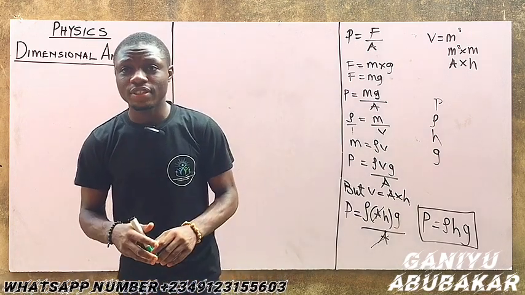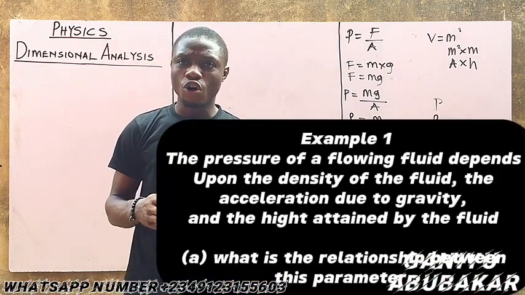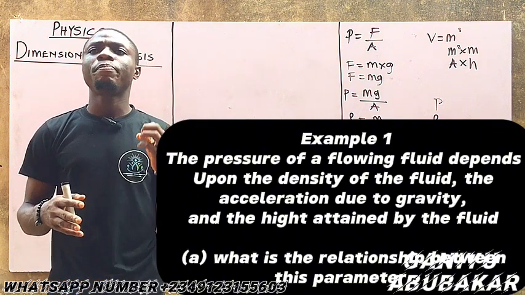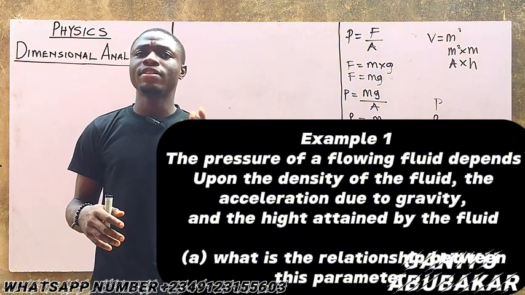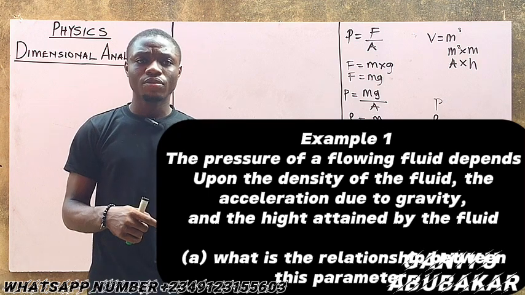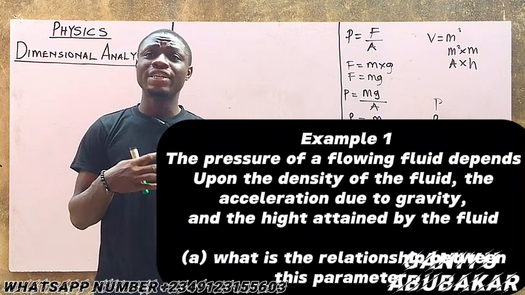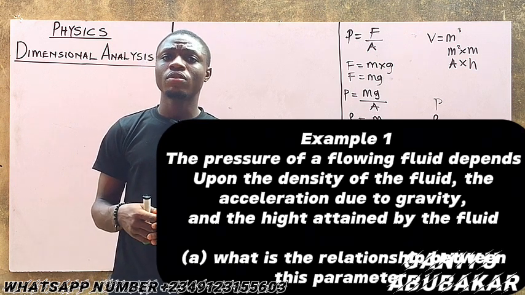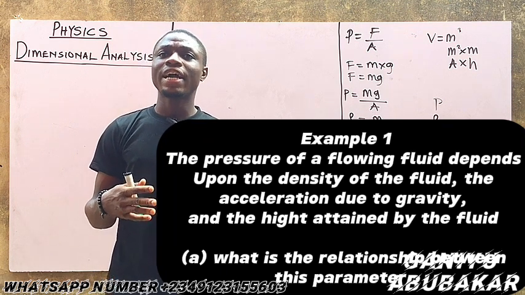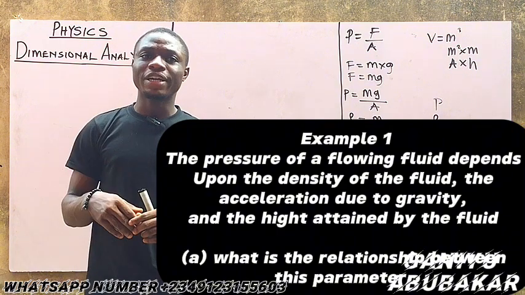Example one says the pressure of a fluid depends upon the density of the fluid, the acceleration due to gravity of the fluid, and the height attained by the fluid.